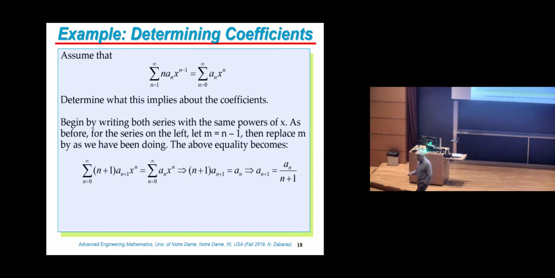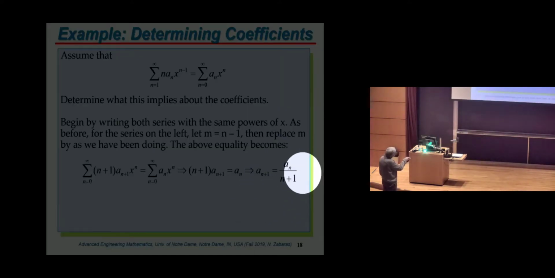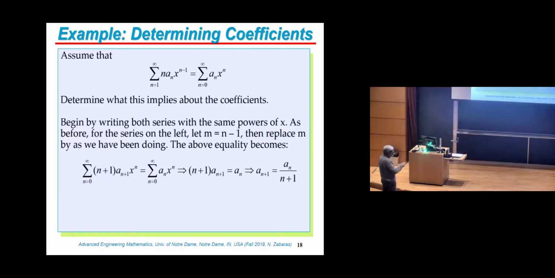In some other problems, the recursive equations may include multiple coefficients. Maybe here we have only a_n, but maybe a_(n-1) and a_(n-2). And in that case, you will not be able to have a nice closed form solution, okay? So you may not be able to do it.